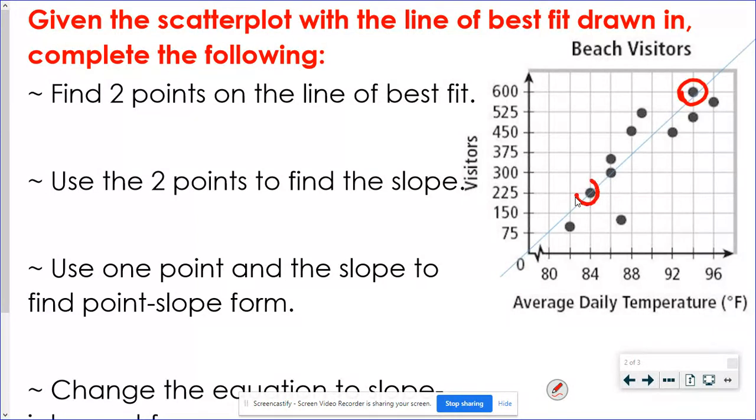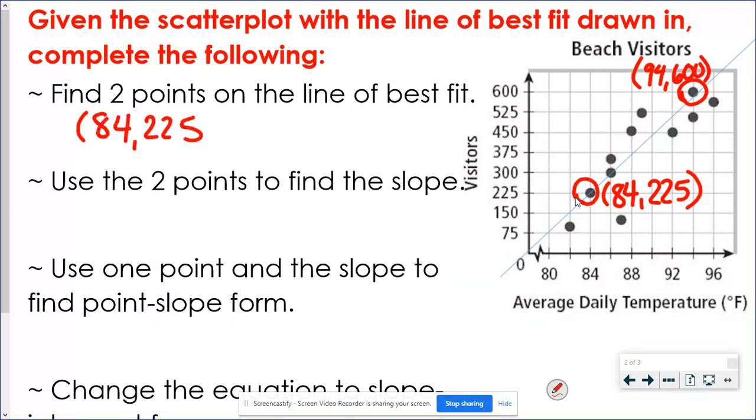So I'm going to pick these 2. So this is 84 and 225. And the point up here is at 94 and 600. Now I've run this through with any different set of those 3, picking 2 of them, and we're going to get the same slope on all of them anyway. So I found my 2 points. There they are. I'll write them down over here also. So 84, 225, and the other point is 94 and 600.